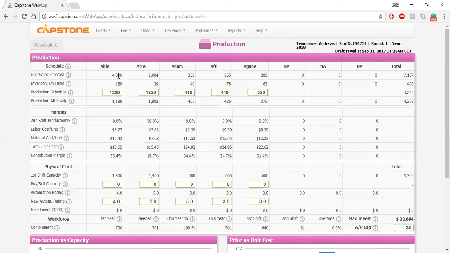So let's say in this hypothetical scenario, we forecasted 4 million units of Able. We already have 189,000 units on hand, so we need to produce an additional 3,011, and these figures are in thousands.